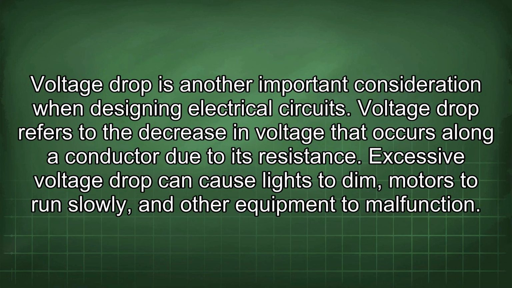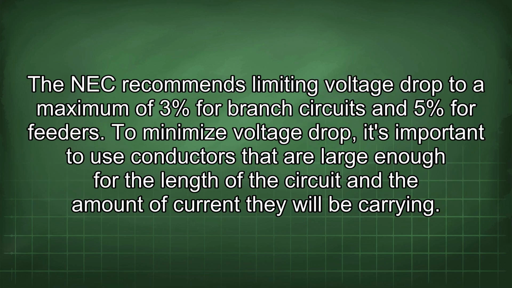Voltage drop is another important consideration when designing electrical circuits. Voltage drop refers to the decrease in voltage that occurs along a conductor due to its resistance. Excessive voltage drop can cause lights to dim, motors to run slowly, and other equipment to malfunction. The NEC recommends limiting voltage drop to a maximum of 3% for branch circuits and 5% for feeders. To minimize voltage drop, it's important to use conductors that are large enough for the length of the circuit and the amount of current it will be carrying.